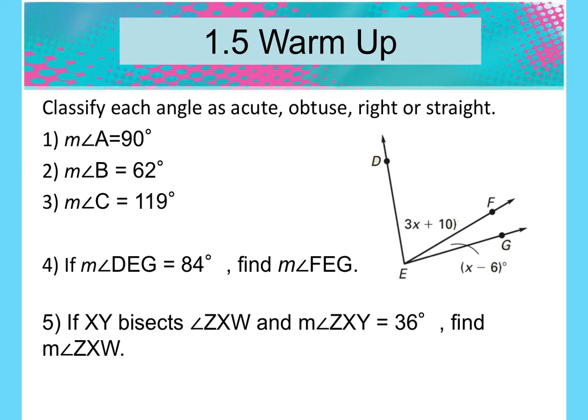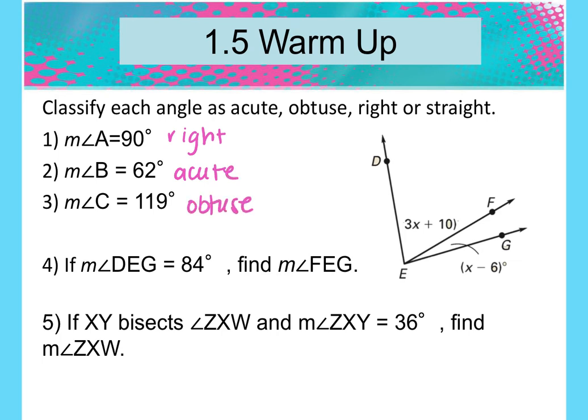All right, so in 1.5, we talked about the measure of the angle. We did the angle addition postulate and the protractor postulate. So for 1, 2, and 3, it just said classify each as acute, obtuse, right, or straight. 1 would be what? Right. 2 would be? Good. 3 would be? Easy stuff, right?